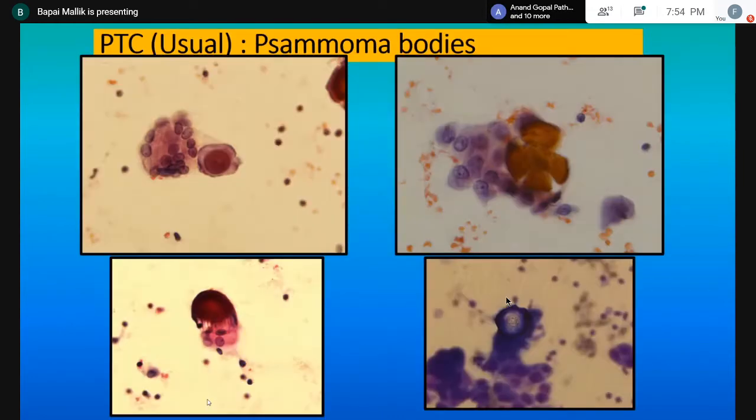Now, the next thing which we all like to see are psammoma bodies, and the psammoma bodies can take all kinds of shapes and forms. So this is one of them here. It looks like petals of a flower. This looks almost like, it reminds me of a jellyfish. You see how strands are going down. This is on a Giemsa. You see the psammoma bodies with some kind of a refractile substance right in the middle because of calcium.